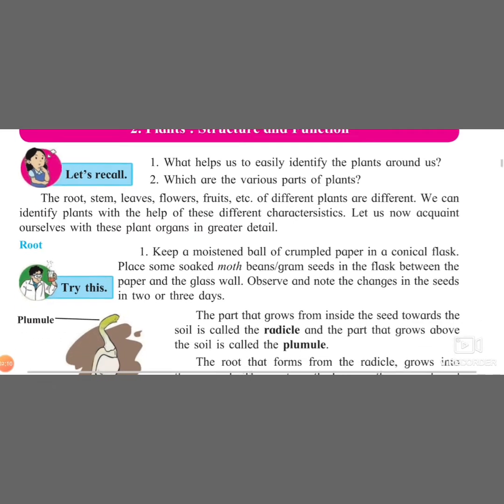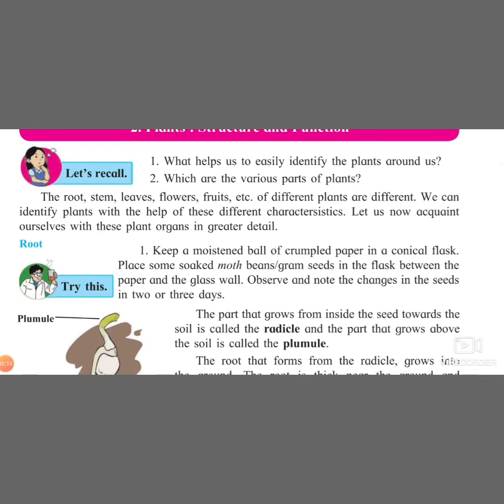So they have told you one activity over here. Keep a moistened ball of crumpled paper in a conical flask. Place some soaked moth beans, gram seeds in the flask. Moth beans means matki. You are going to keep them in the flask between the paper and the glass wall. Observe and note the changes in the seed in 2 or 3 days.